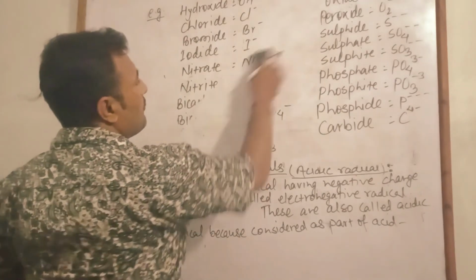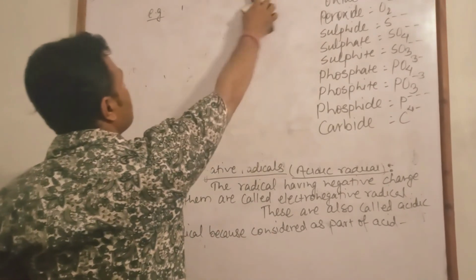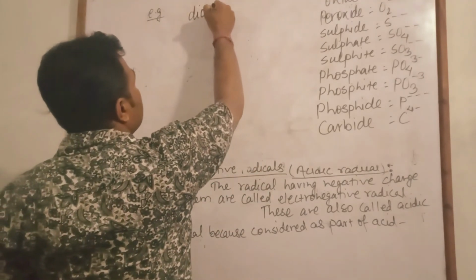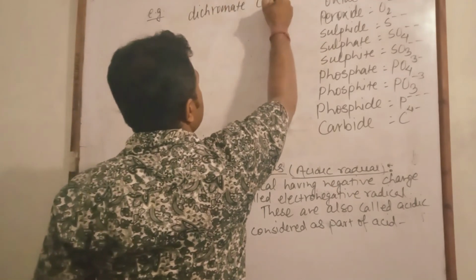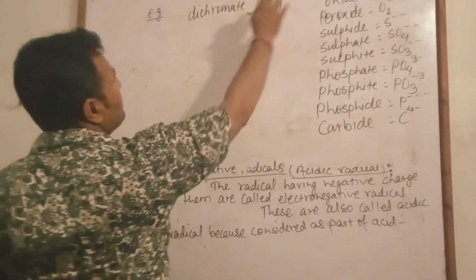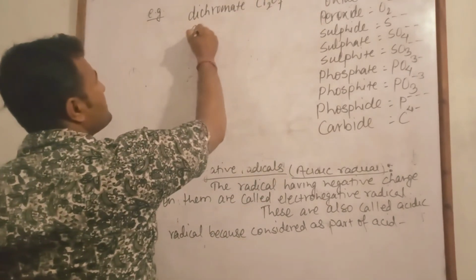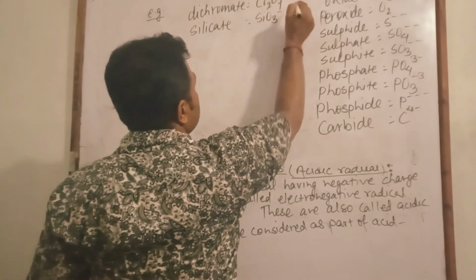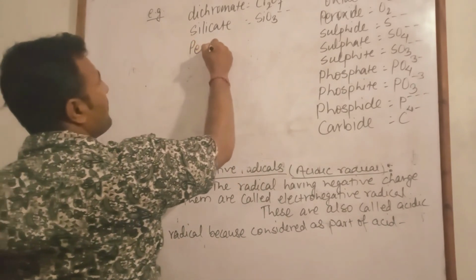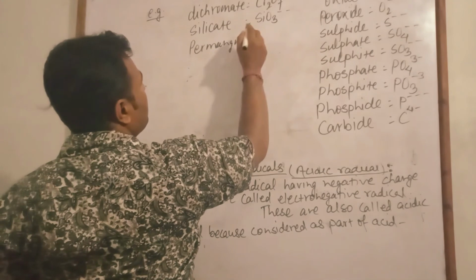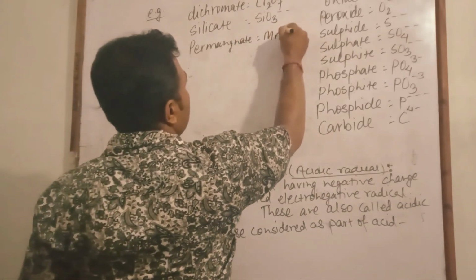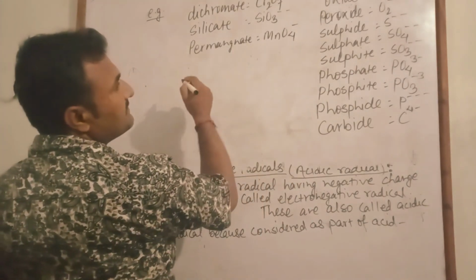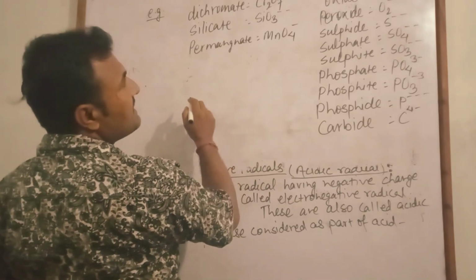Similarly, we can write more electronegative radicals which are essential to write molecular formulas, like dichromate, Cr2O7 minus minus, silicate, SiO3 minus minus, permanganate, MnO4 minus, and oxide, phosphate, phosphide, peroxide, that we write.